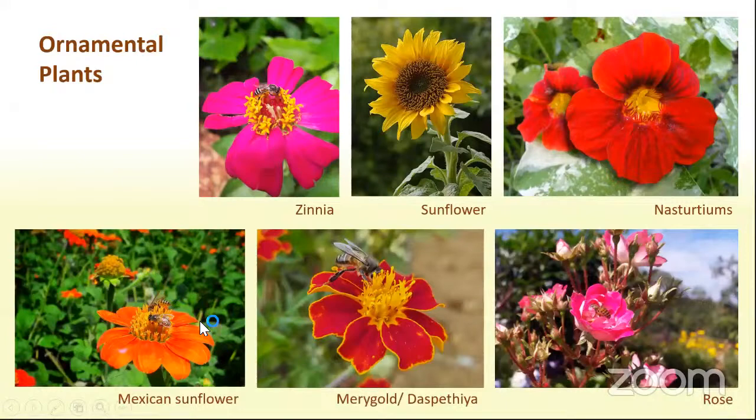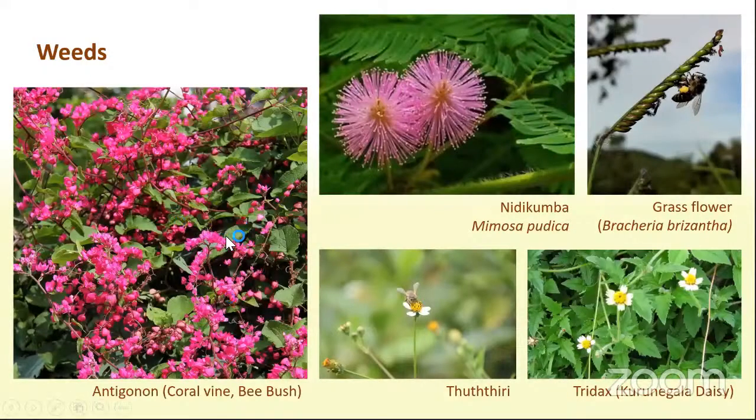Throughout the year you can find flowers on this vine. And Mimosa pudica is again a weed. Small grasses are also good foraging plants. This is the one that I told you earlier, Tridax. Tridax is a very good bee plant in the dry zone of the country, and throughout the year you can see some flowers.